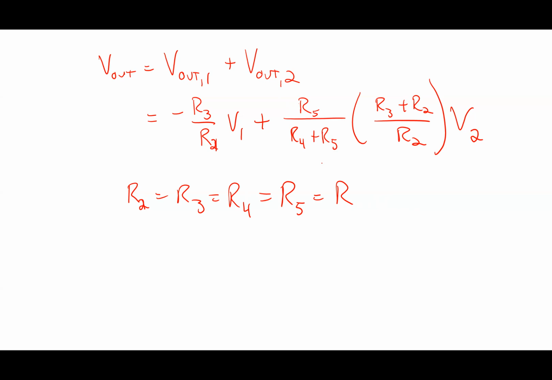Yeah, so if R3 and R2 are equal to each other, that first term is going to become negative V1, right? That other term there is going to become what? Well, I'm going to have basically R over 2R and 2R over R. That would end up becoming V2. So in this case, this guy becomes V2 minus V1. So sometimes call it a differential amplifier. I usually call it a subtractor, right? It takes two voltages and subtracts them, right?